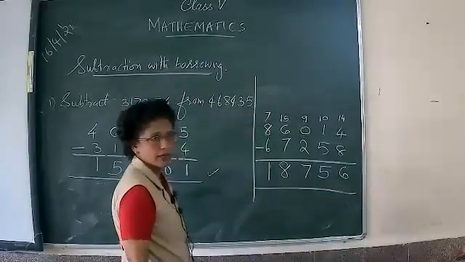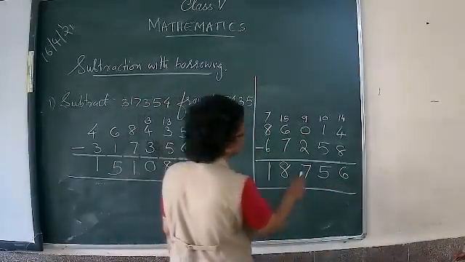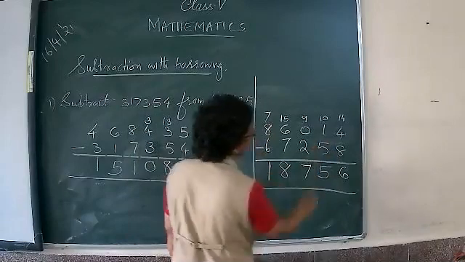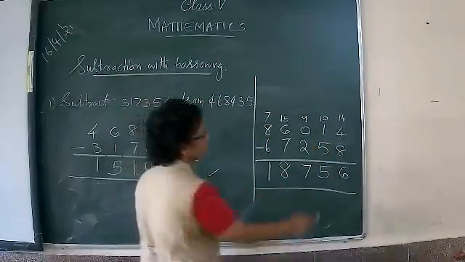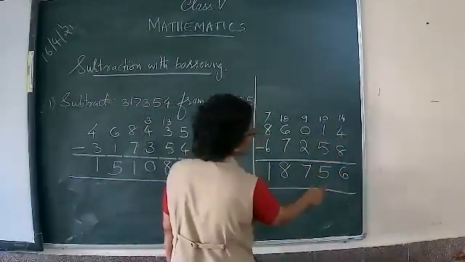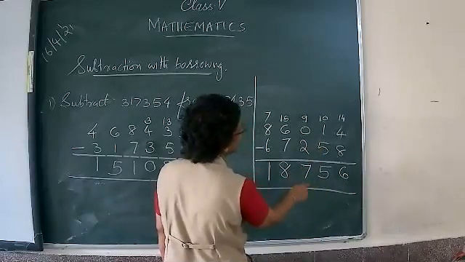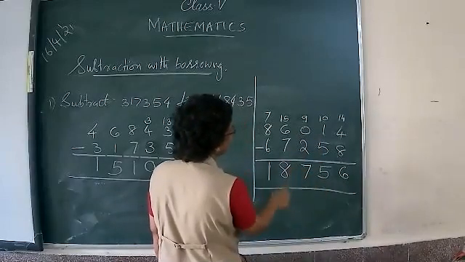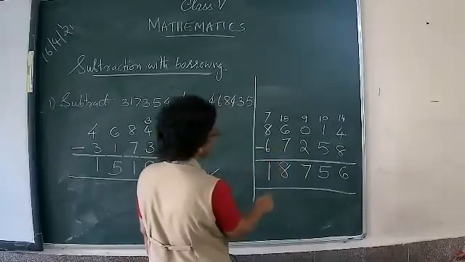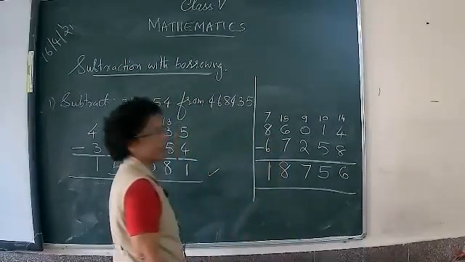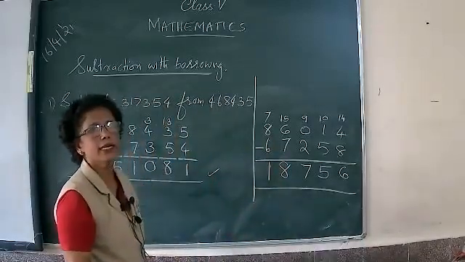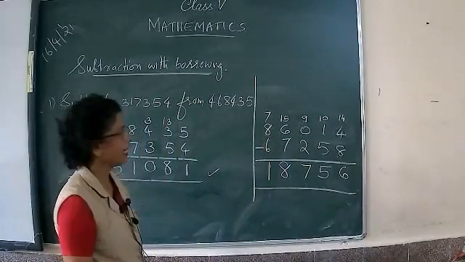18,756. Okay, children? Confirm that. Add and find that they are getting the same number or not. 14 here, 4 here, 1 here. 11 here, 1 here. 10 here, 1 here. 16 here, 1 here. 8 here. That means your answer is correct. Okay, copy down there.